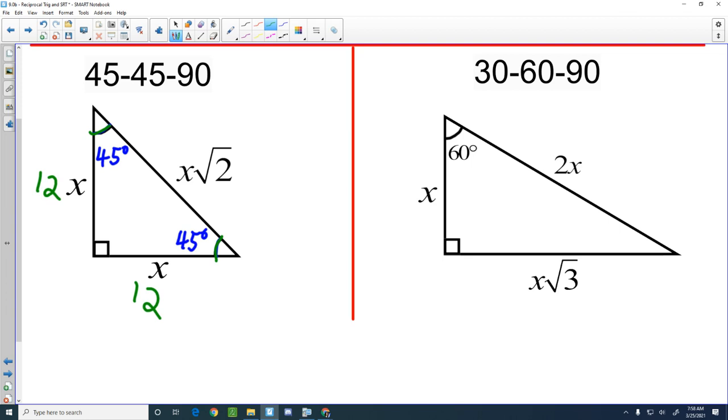Hey, what do you call a triangle with two congruent sides? Isosceles. Do you remember that? Isosceles triangles? Oh my gosh.